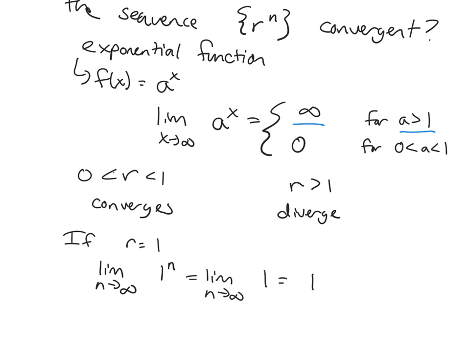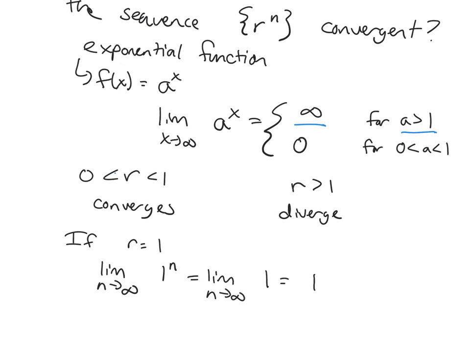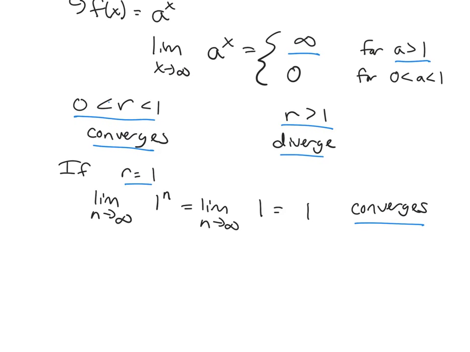So is this sequence going to converge or diverge? Converge. It converges when R is 1. So we know it converges here, converges there, diverges there. Okay, so we took care of 1. Now let's plug in 0 and see what happens.